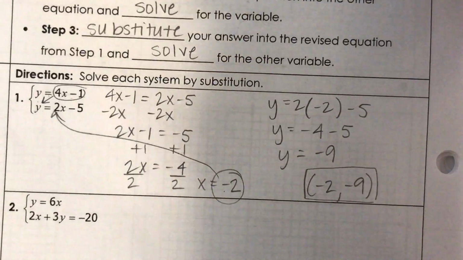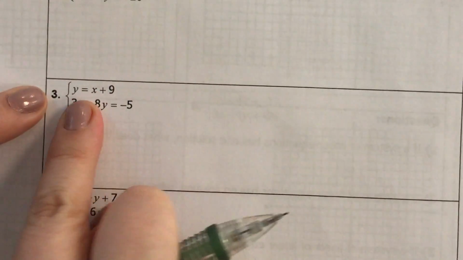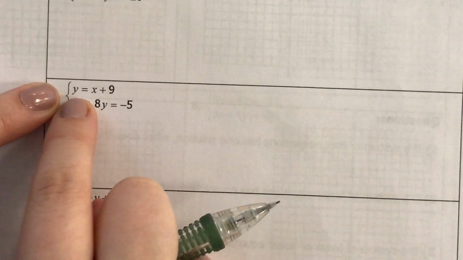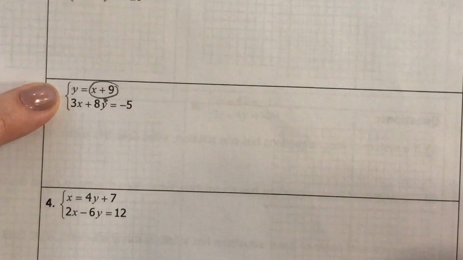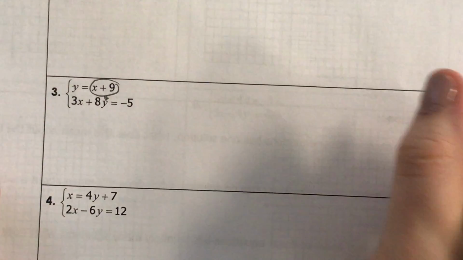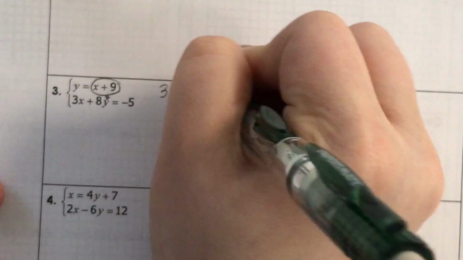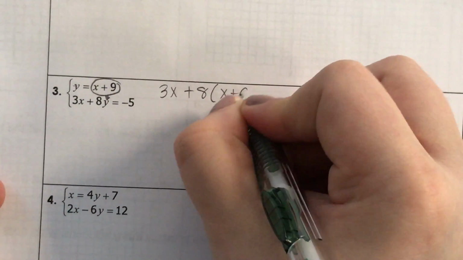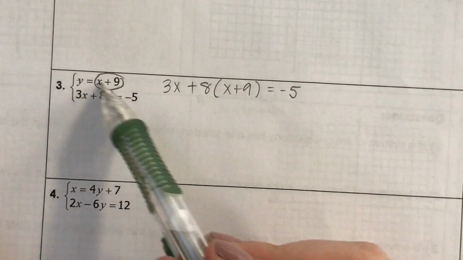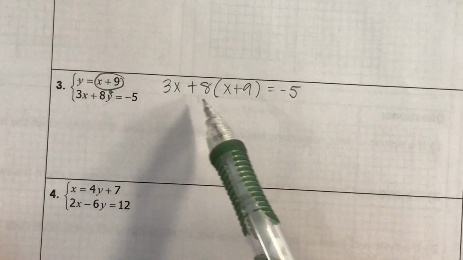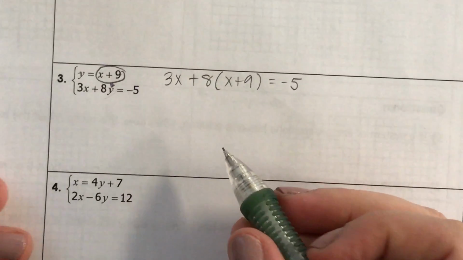So let's do number 3. Is there a variable by itself? Yes, this y is by itself. So I'm going to take whatever y is equal to and plug it in for y. Okay? So this is going to look like this. 3x plus 8 times x plus 9 equals negative 5. What I did was I took what y is equal to and replaced it. Okay, so this was y before, now it's x plus 9. And then I'm going to solve for x.